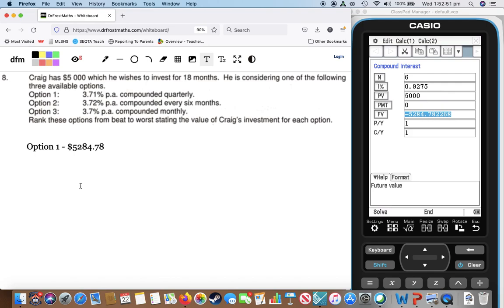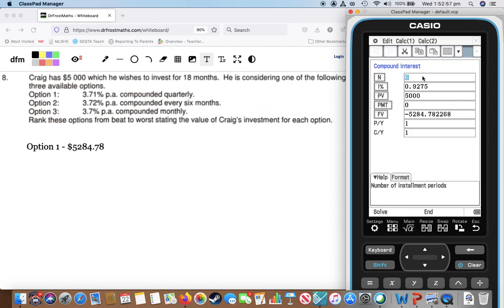Okay, that's option 1. Option 2, we're going to need to change a couple of the things in here. If I go back up to the N value, the number of installment periods. So this one's every 6 months. So we've got to think how many times does 6 months fit into 18 months, which is obviously 3, but I'll just do 18 divided by 6. If it's compounded every 6 months, there's 2 compounding periods in a year. So it would be 3.72 divided by 2, 1.86% each compounding period. 5,000 is going to be the same for the present value. 0 is going to be the same for the amount paid each period.